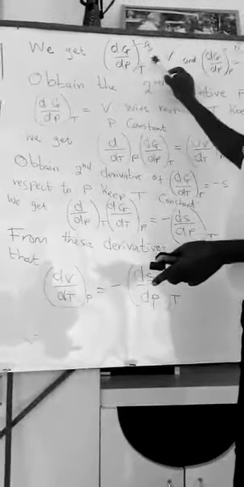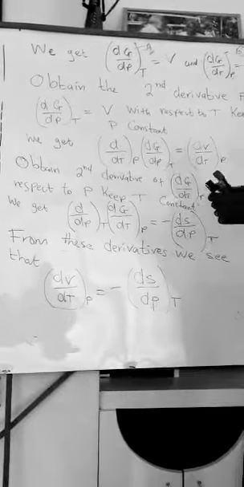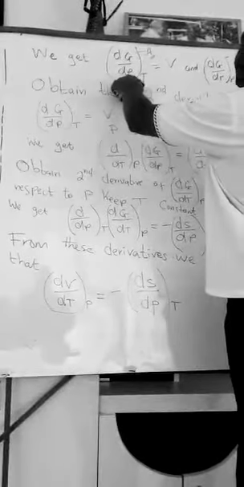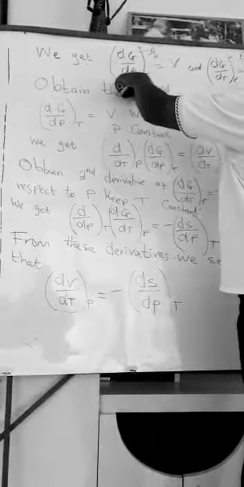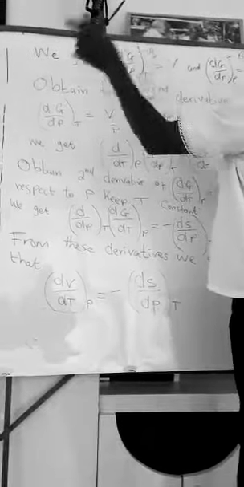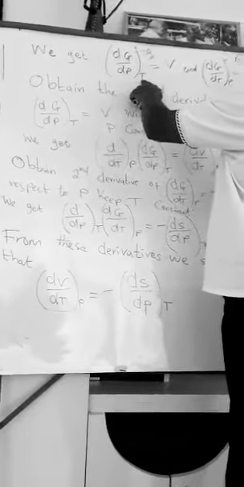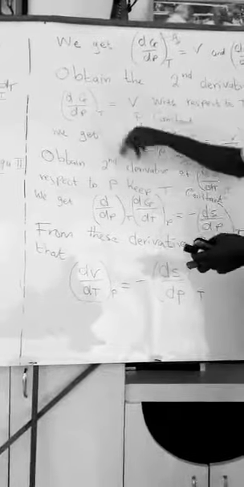So we differentiate this now with respect to p, because we differentiated first with respect to t. Now we are going to differentiate with respect to p. In the other one we kept t constant, so here we are going to keep p constant. So this is what we are going to have.